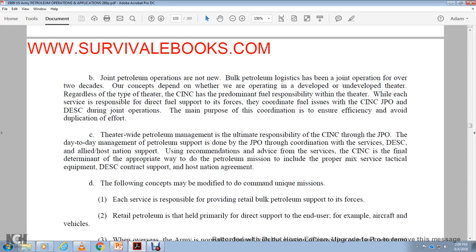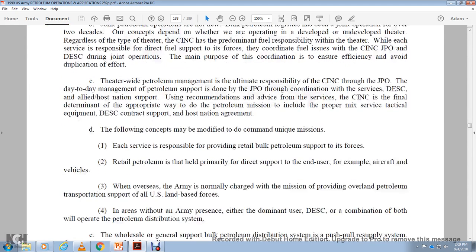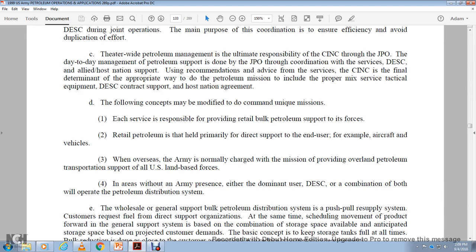The units make recommendations on the viability of services to the unified command, with the final determination of the appropriate way of performing the petroleum mission, including proper mixing, service with tactical support, and Defense Energy Supply Center contract support with host nation agreements. The following concept is modified by the command with the unique mission that each service is responsible for providing retail bulk petroleum support.